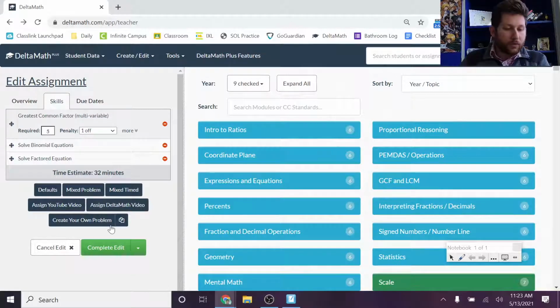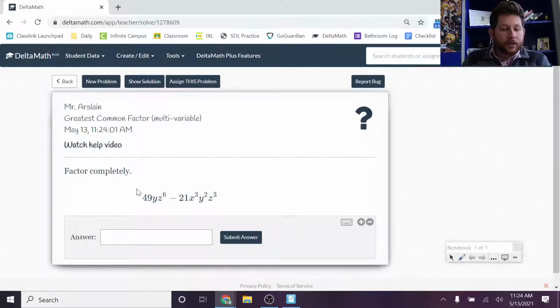So we're going to look at three skills here. The first one being the greatest common factor tool. So notice what we have here. We've got 49yz to the sixth minus 21x cubed y squared z cubed. Now, we're using greatest common factor, which is what we're going to need to find, but our final solution should be factored completely. So don't just find the greatest common factor and then think you're done. You do need to factor that out, and we're going to talk about how to do all of these things.